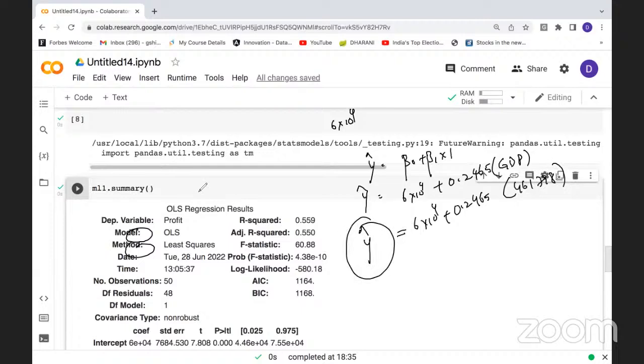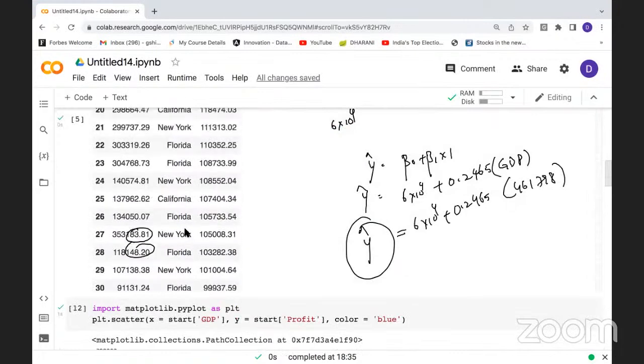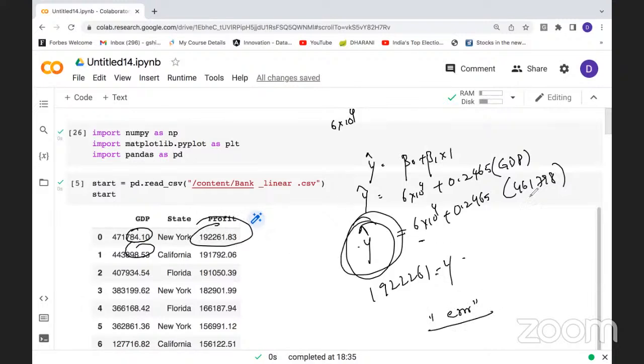This is my predicted value, what I got from the model, but my actual value here, if you see, this is the actual profit. 19,22261 is my Y. This is my predicted value. This minus this is my error. This is my actual value. What the model gave me, after substituting this value, is my predicted value.